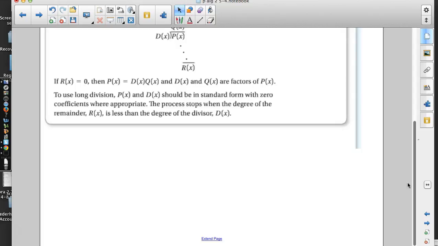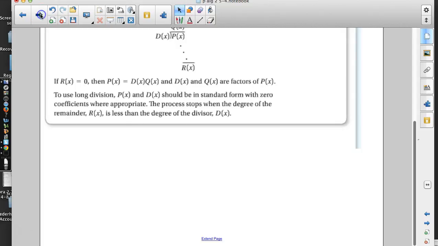So if there's something that's missing, like if we have x cubed minus 85, we're probably going to want to put x cubed plus 0x squared plus 0x minus 85 just to hold the places for those. And this process stops when the degree of the remainder is less than the degree of the divisor. So if you can't multiply by something to reduce the powers, which we can't, then we stop.